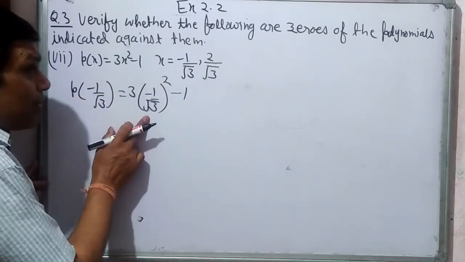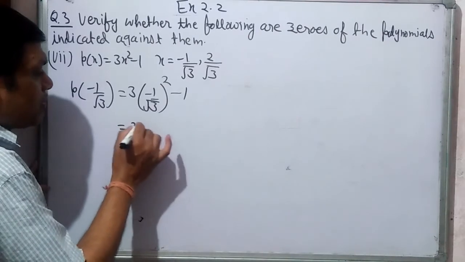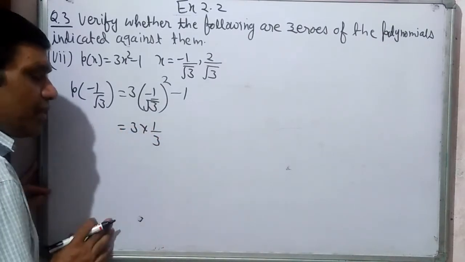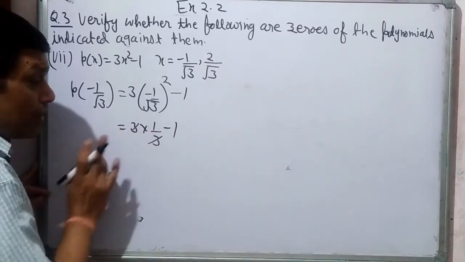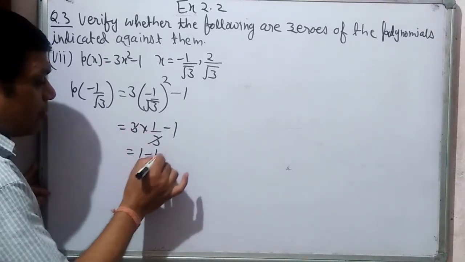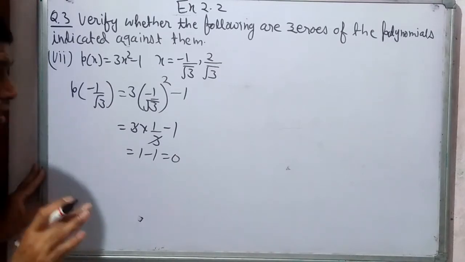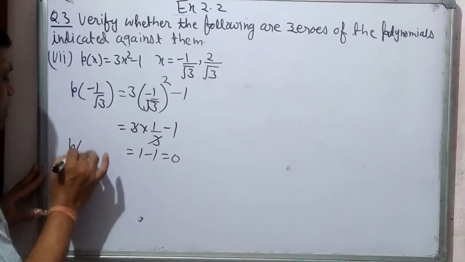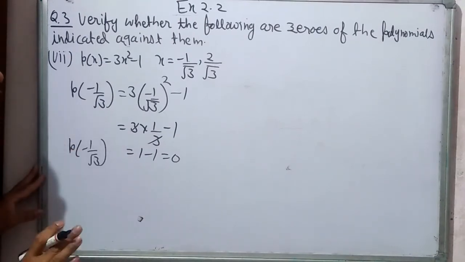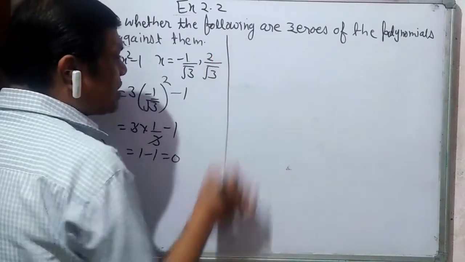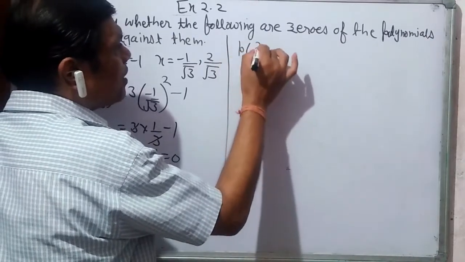Square of a negative number is positive. So this will give us 3 into 1 upon 3 minus 1. What will this give us? 1 minus 1, that is 0. So the polynomial's value at minus 1 upon root 3 is coming to be 0. Let us check the polynomial's value at 2 upon root 3.